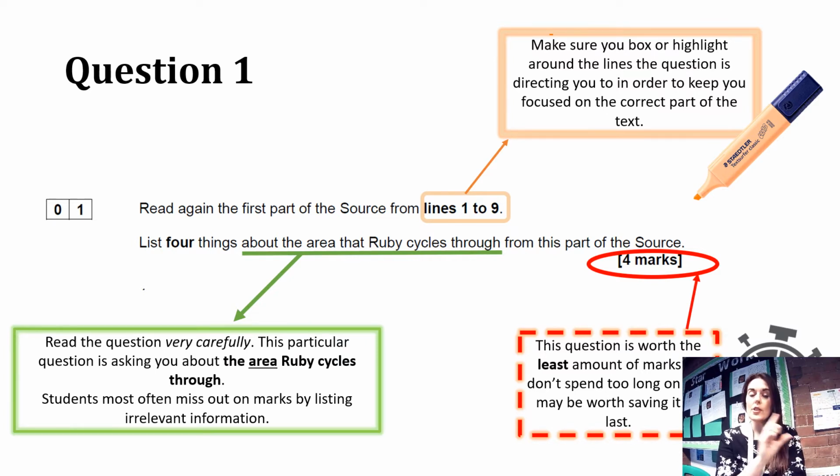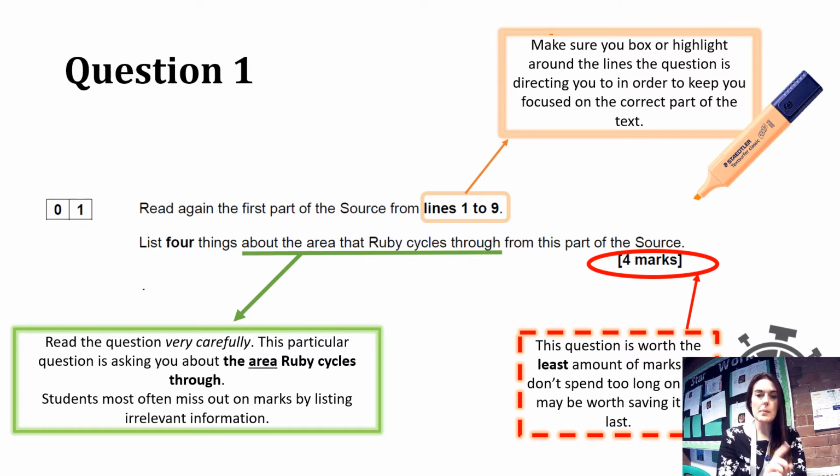So remember, some parts of the question will never change. It will always be read again the first part of the source, and it will be a small section from there. And you're being asked today to list 4 things, that never changes, about the area that Ruby cycles through from this part of the source. It is always worth 4 marks.